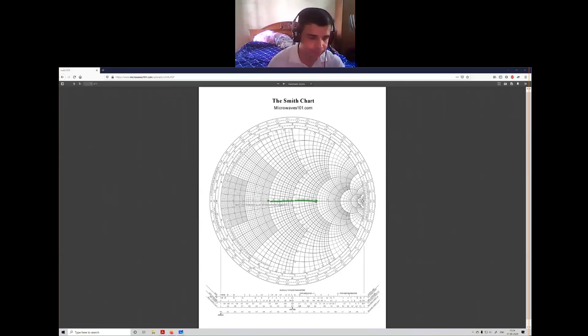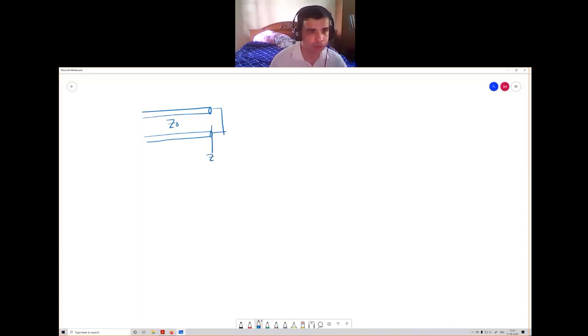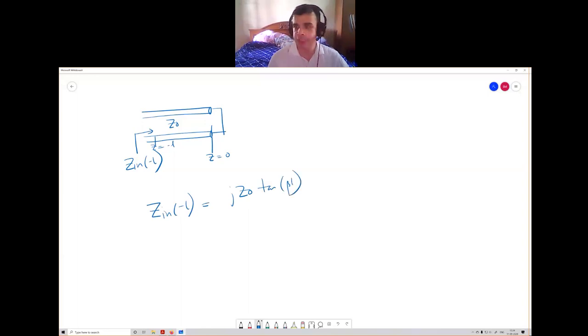Next. Next is, we had studied open circuited and short circuited impedance. This is Z0 and this is shorted at the point z equal to 0. Then Zin at the point z equal to minus l. We have already seen the result that Zin at minus l is equal to jZ0 tan beta l. We have derived the result as well.